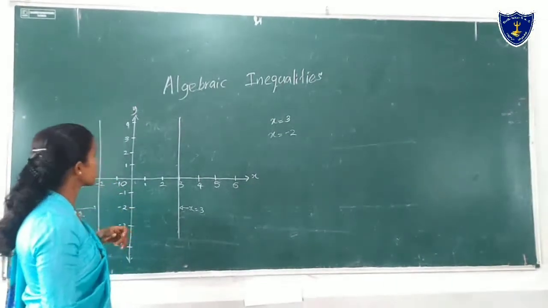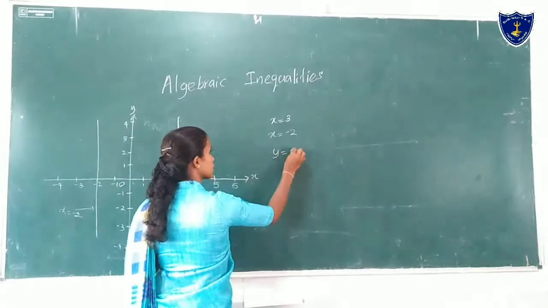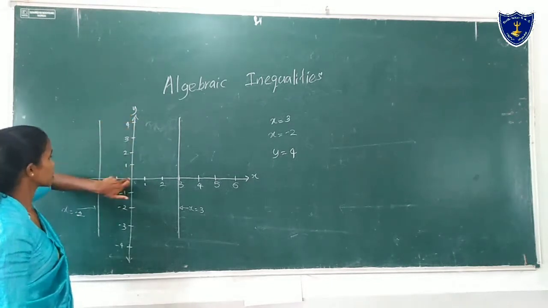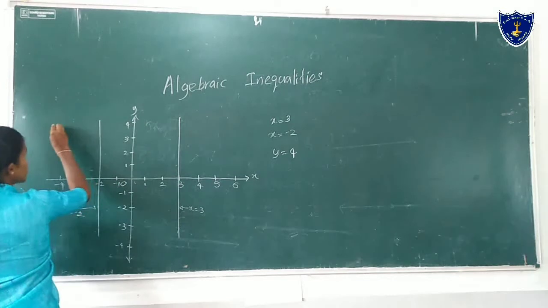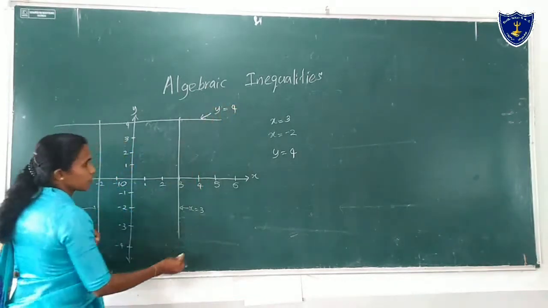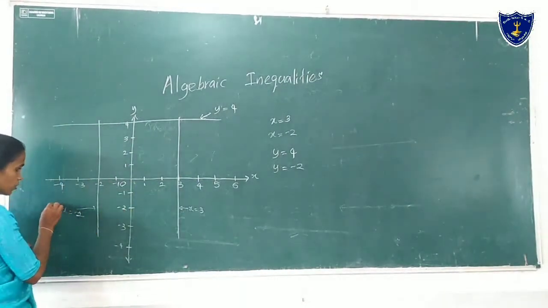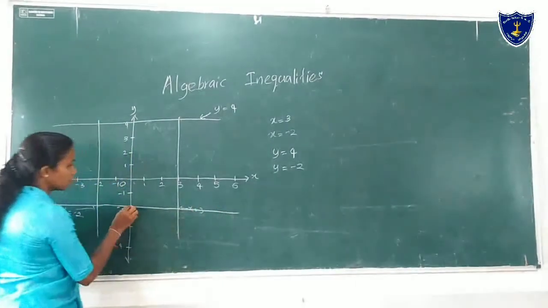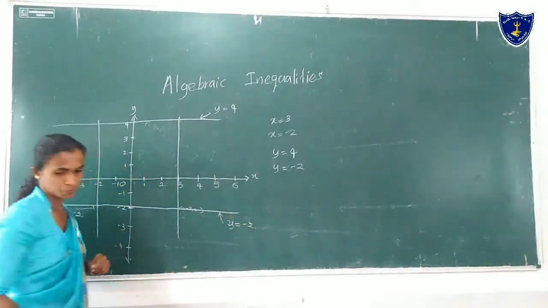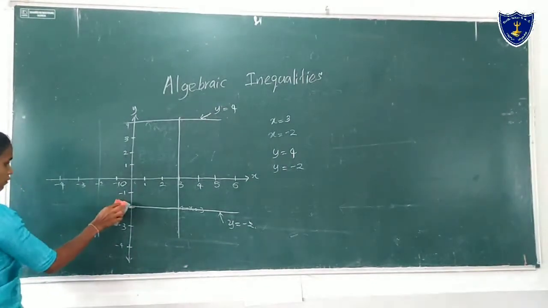Okay, now let's identify the lines which are parallel to the x-axis. y equals positive 4. It should be through this point 0, 4. Through this point you have to draw a line segment which is parallel to the x-axis. This line is y equals 4. Then the fourth line, y equals minus 2. Through this point, you have to draw a line which is parallel to the x-axis, that is y equals minus 2. Now, let's identify the regions which are parallel to the x-axis and the y-axis.